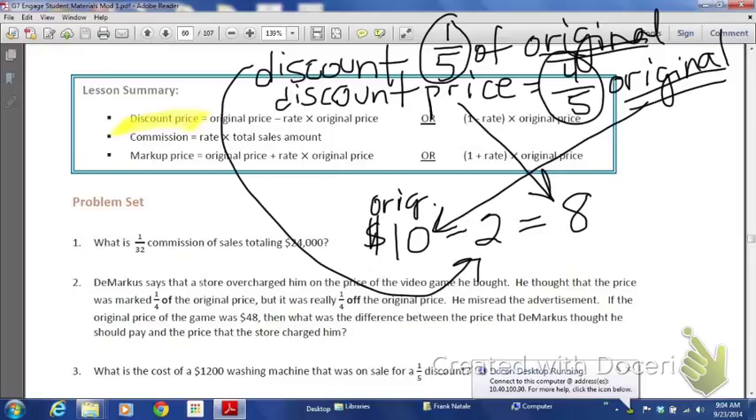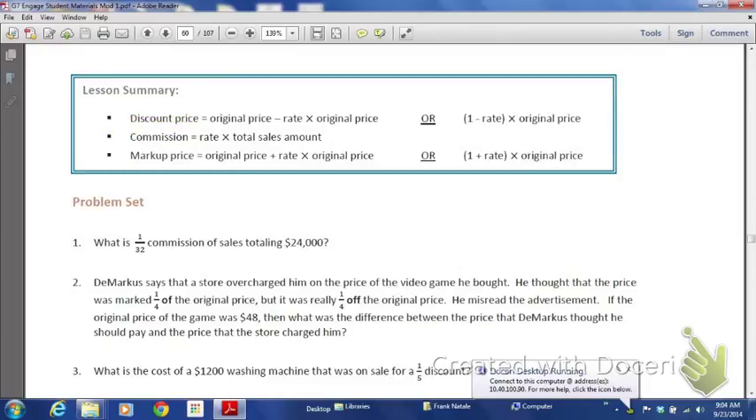I just want to differentiate between this idea, because they're putting discount price here, and they notice in this lesson summary here, they don't even talk about discount. Okay, which is probably the most confusing thing for kids. Okay. All right. So we talked about commission.